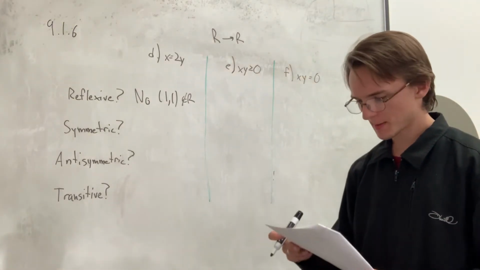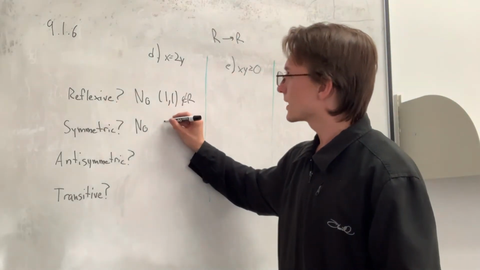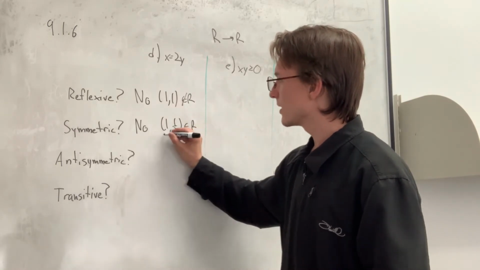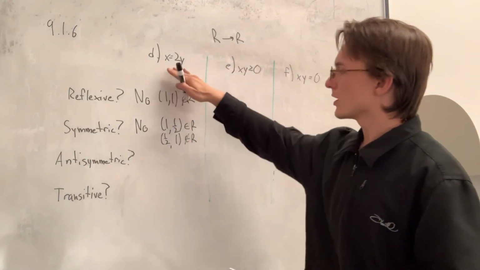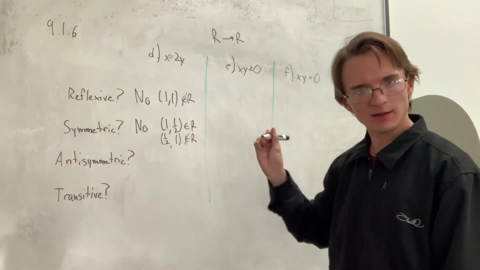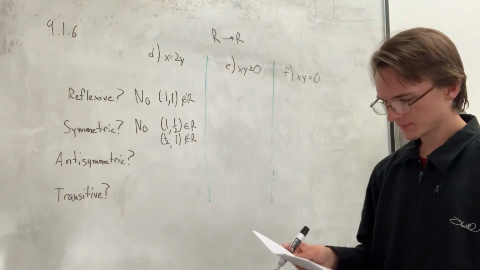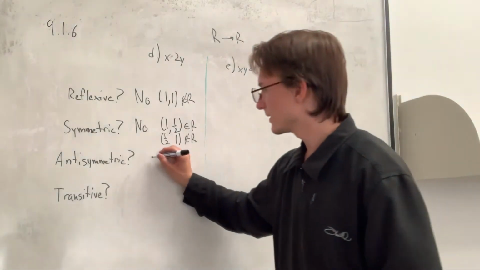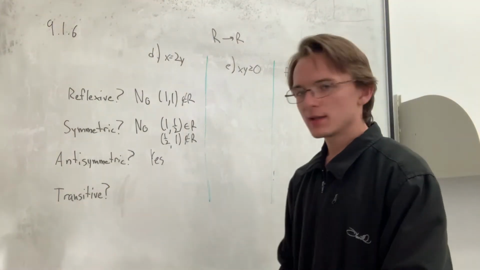Is it symmetric? No as well, because we have that 1 comma 1/2 is in the relationship, but 1/2 comma 1 is not. So 1 is equal to 2 times a half, but half is not equal to 2 times 1. So no, it is not symmetric. Is it antisymmetric? It is. There is no case of symmetry that holds. Is it transitive?